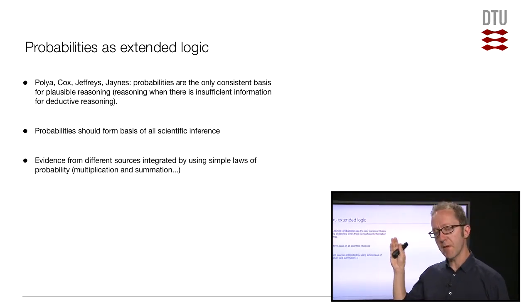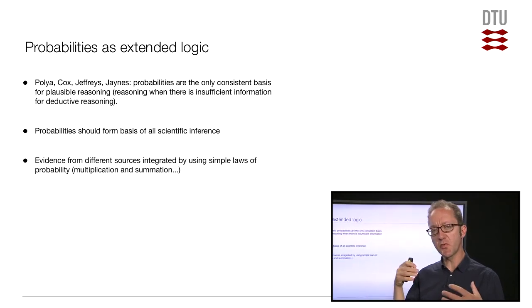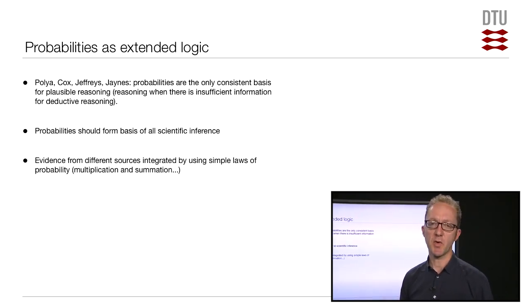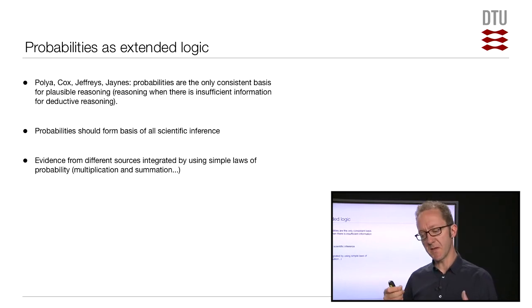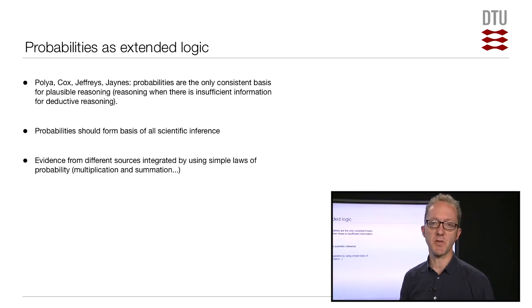Now, it turns out that probabilities used in this manner, as ways of quantifying uncertainty, as ways of saying how much we believe that something is true, there's actually a whole body of mathematical work arguing and attempting to prove that probabilities used in this manner is the only consistent way of doing what we call plausible reasoning. That is, reasoning about aspects of reality when we do not have enough information to do deductive reasoning. And that is, in fact, most of what science is about.